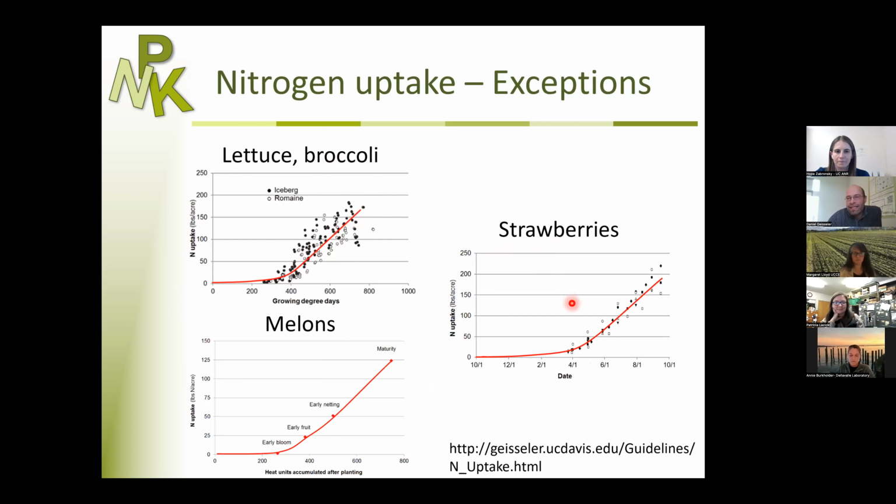A similar situation is with strawberries. The varieties we have in California, they produce for a long period of time. So they need nutrients throughout the growing season.